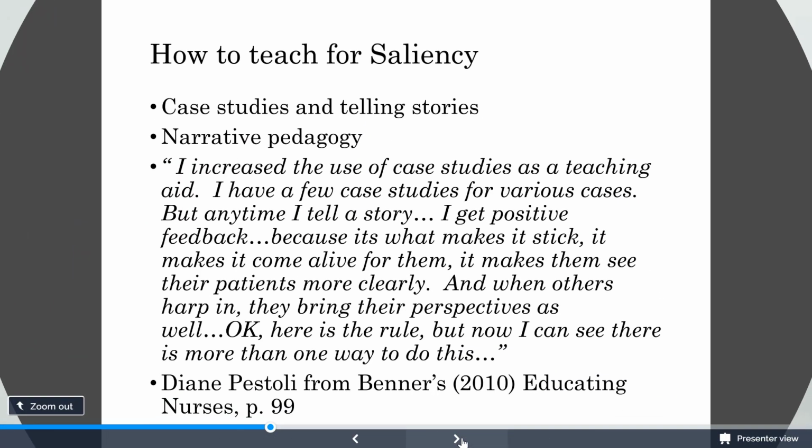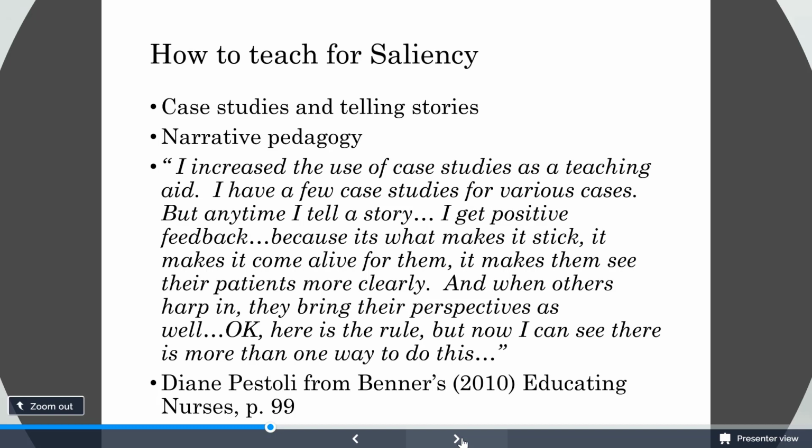So how to teach for saliency. Many people use case studies or tell stories, otherwise known as narrative pedagogy. And in Benner's book, Educating Nurses, A Call for Radical Transformation, which I highly suggest, it's in the reference list, she uses an exemplar, Diane Pestoli, as a teacher for teaching saliency.